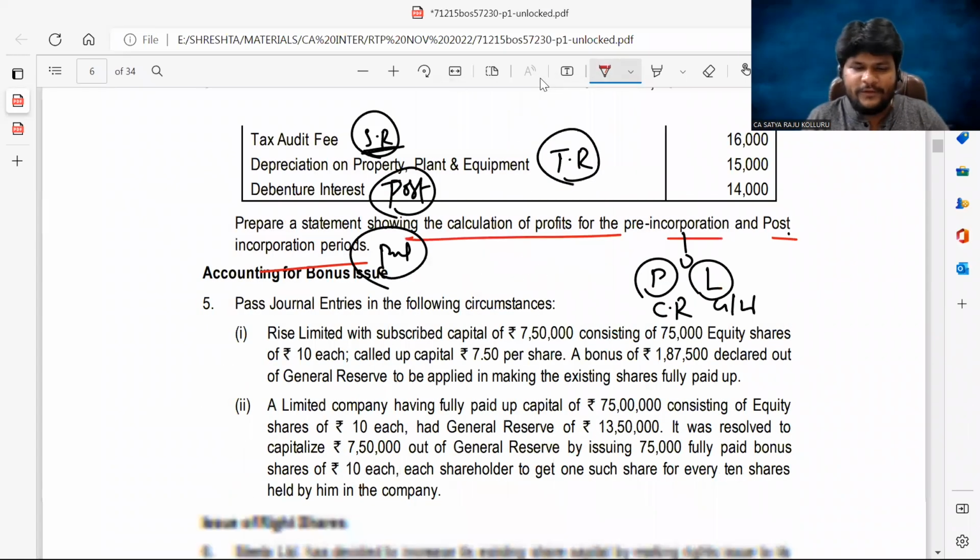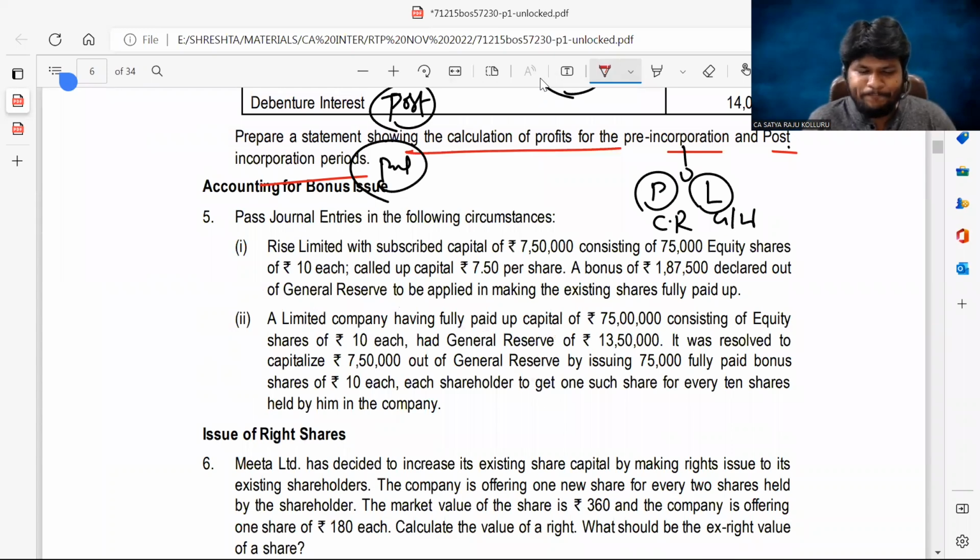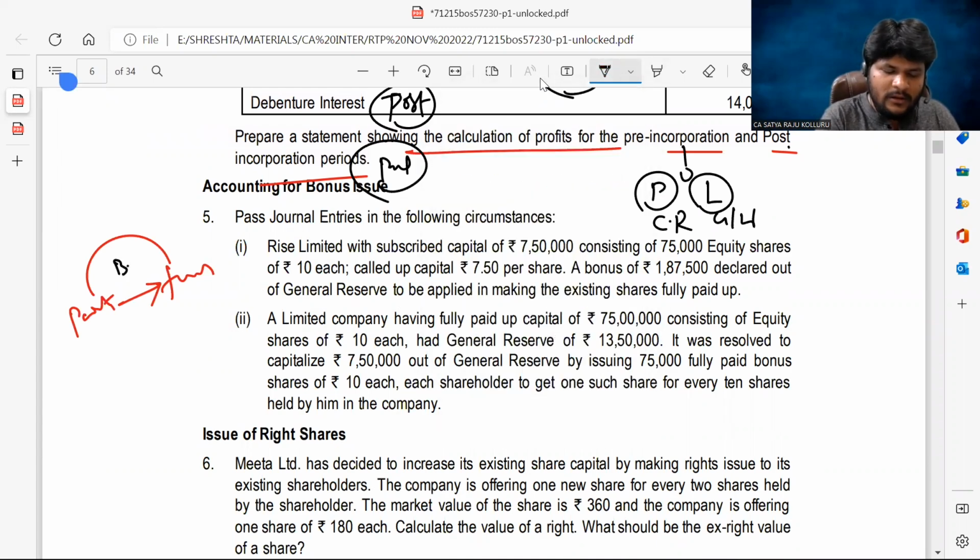So the next question is for bonus issue, guys. What the question is, let us have a look. You know the concept of bonus shares. The basic issue is bonus shares we can issue to convert partly paid shares into fully paid up shares. For this process, you can issue the bonus shares. Yes, that is possible. And you can also issue the bonus shares if all the shares are fully paid up.